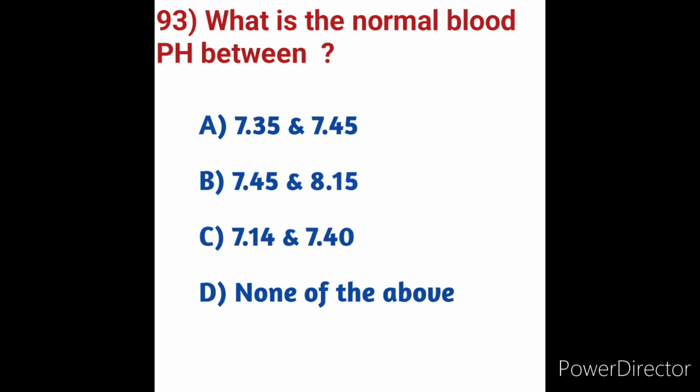What is the normal blood pH between? We will see the options here. Option A, 7.35 and 7.45. Option B, 7.45 and 8.15. Option C, 7.14 and 7.40. Option D, none of the above.